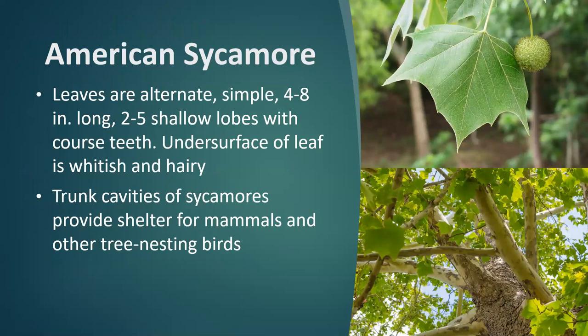Next one is the American sycamore. The leaves are alternate simple, usually 4 to 8 inches long. And they usually have 2 to 5 shallow lobes with coarse teeth on the leaf. The underface of the leaf is whitish and hairy. The trunk cavities of sycamores provide shelter for animals and all kinds of nesting birds.